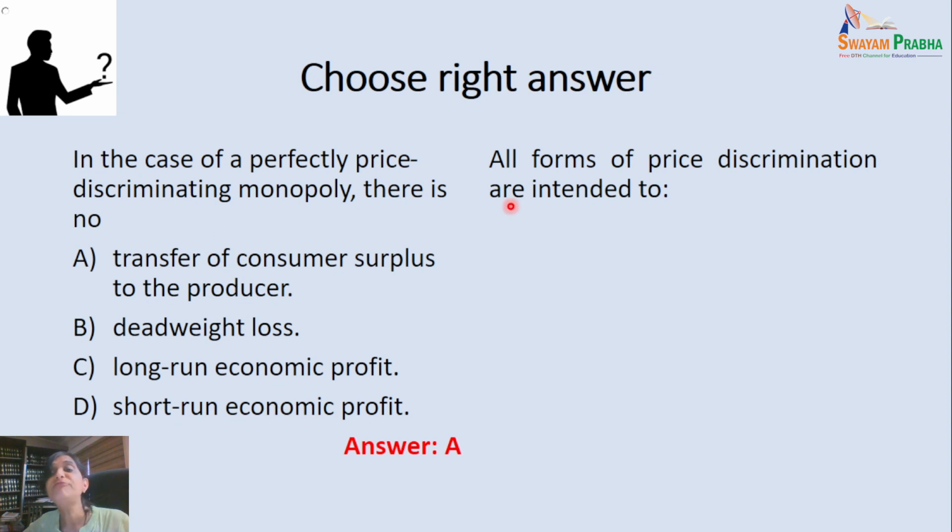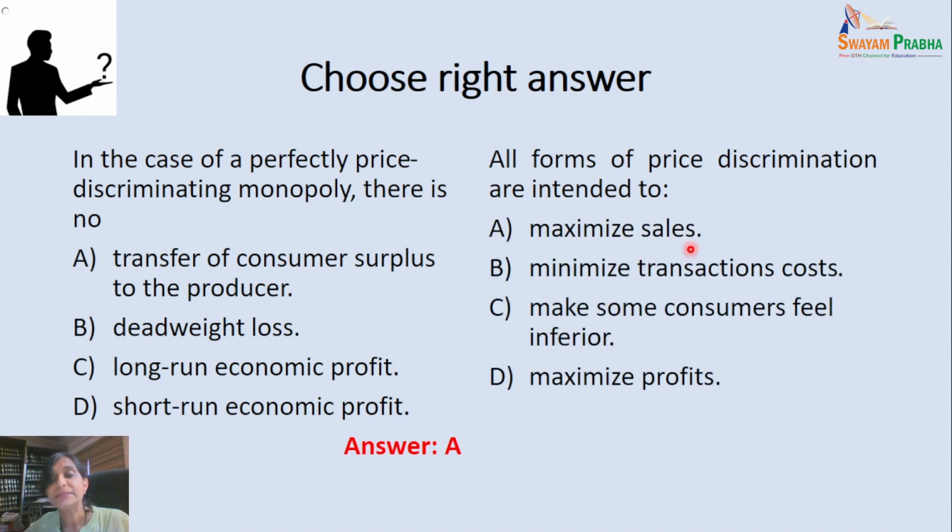Then, all forms of price discrimination are intended to do what? Why does a firm do price discrimination? To maximize sales, to minimize transaction cost, make some consumers inferior, or maximize profits. What should be the answer? The answer should be to maximize profits.